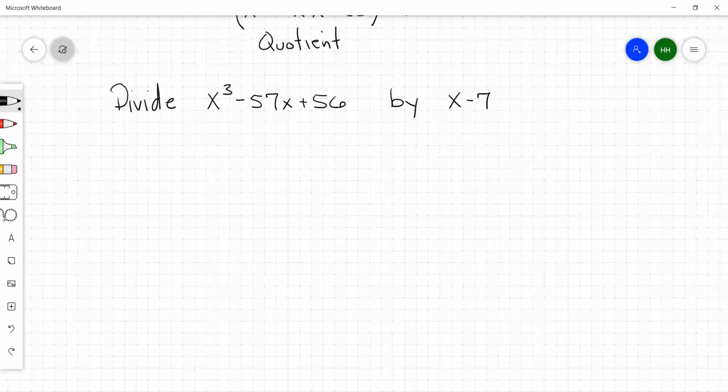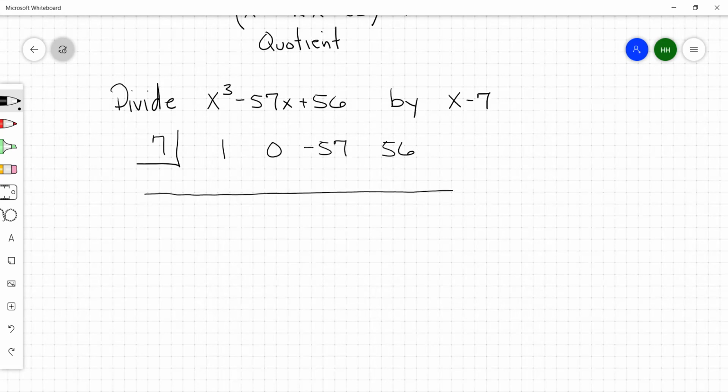Here's your setup. You take this -7, you put the opposite of it right here. Now, in front of this x to the third is a 1. In front of your x squared, since it's not there, there's a 0. In front of the x is your -57. And your constant is 56. You draw your horizontal line. You bring down this 1, or whatever that first value is. All right, and then you multiply and add.